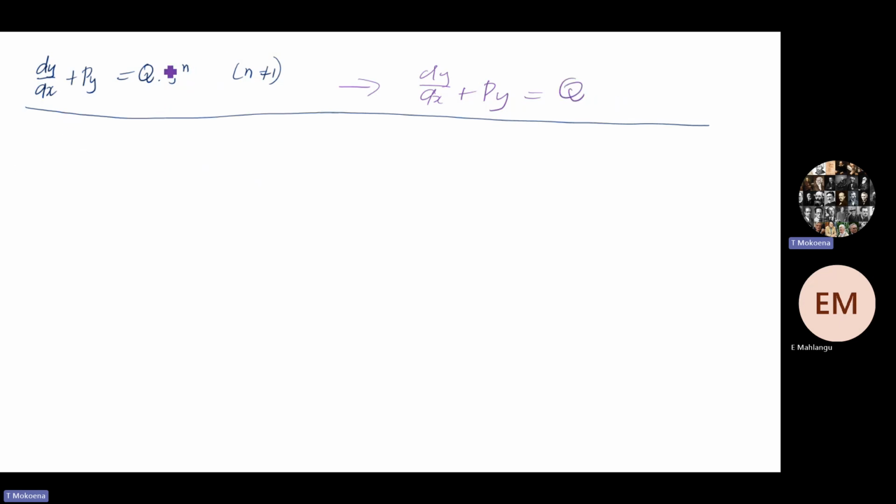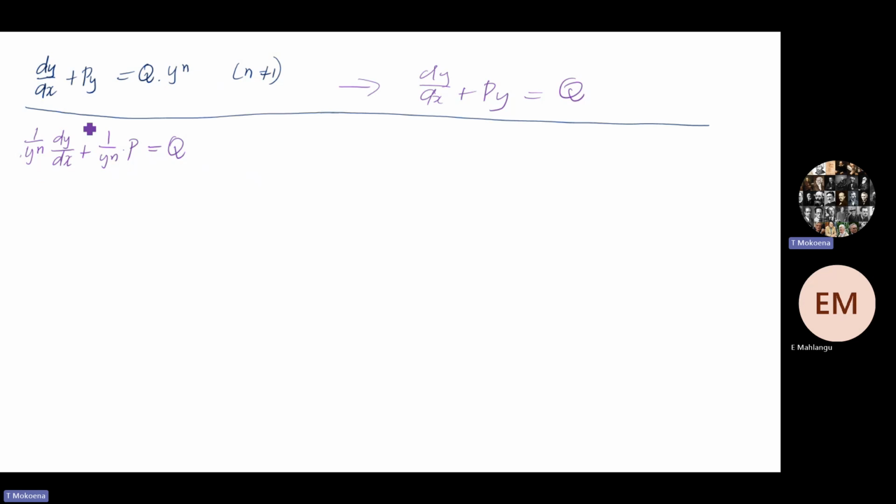So the first thing that we're going to do is divide both sides by y to the power of n. So when we divide both sides by y to the power of n, we're going to have something that looks like this. On this side of the equation, we're going to have 1 over y to the power of n times dy over dx, plus this term over here, 1 over y to the power of n multiplied by p. And on this side of the equation, we're going to be left with q, right? This is how our equation would now look.